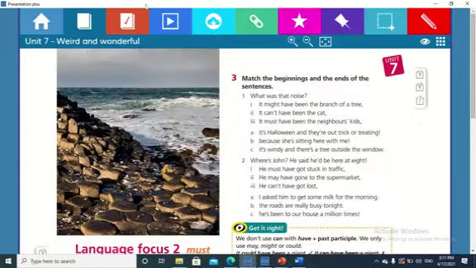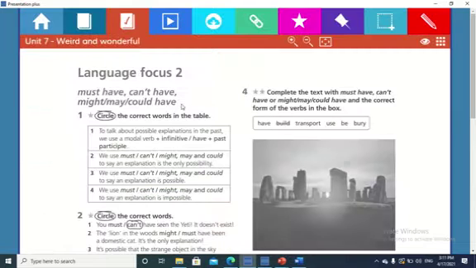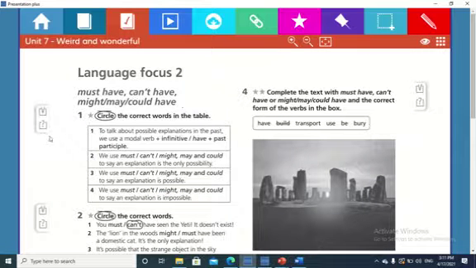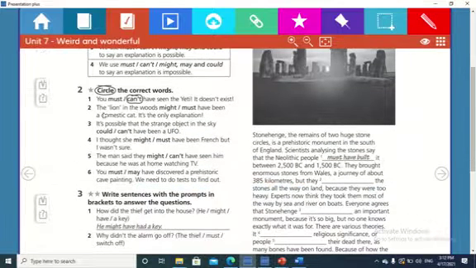Okay, let's move to your workbook on page 70. Here again, of course, you are asked to complete the rules. To talk about possible explanation in the past, we use a modal verb plus have and past participle. What about number 2? Circle the correct words. So here we are asked to choose the correct modals.